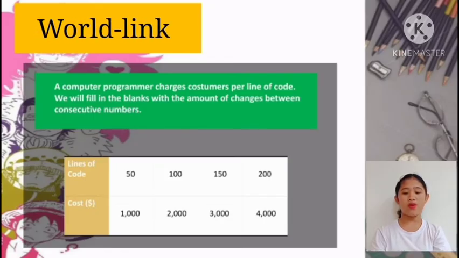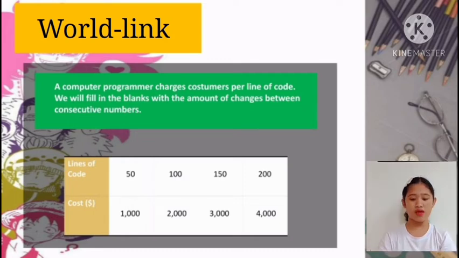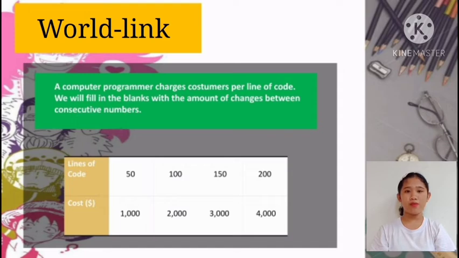So, here we have a word problem. A computer programmer charges customers per line of code. We will fill in the blank with the amount of change between consecutive numbers. 50 to 100, that is increasing by 50. From 100 to 150, that is also increasing by 50. From 150 to 200, that is also increasing by 50.